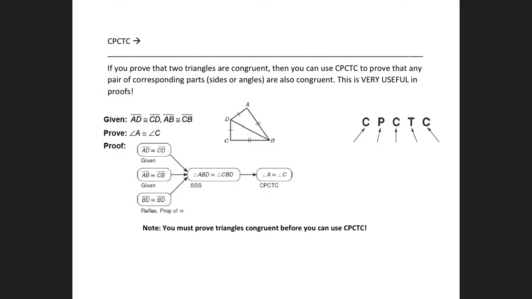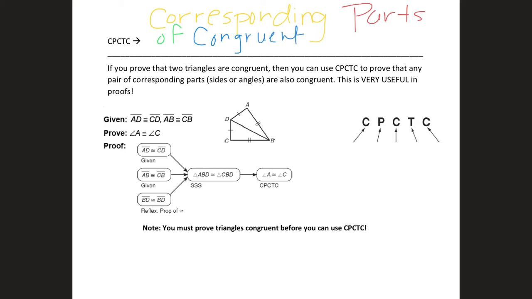Okay, so let's write down those words that we just said. So CPCTC stands for Corresponding Parts. And then there's an "of" there. That's not one of the words, but there's an "of" in there. Corresponding parts of congruent triangles, and then we stick the little word "are", and then finally congruent.